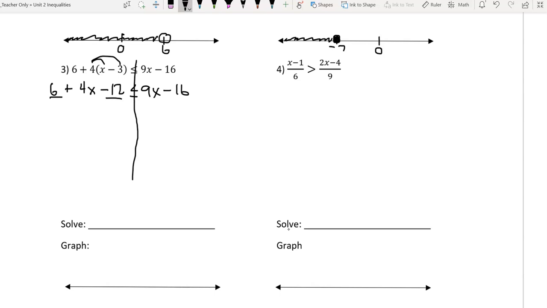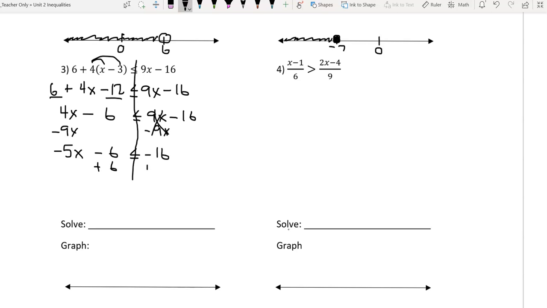When they are on the same side, all you do is the math. You don't do opposite operations. So I would have 4x, and then 6 minus 12 is negative 6. Be careful on that, okay? And then again, I'm in the habit of really liking my variables on the left, so I'm going to have negative 5x minus 6 is less than or equal to negative 16.